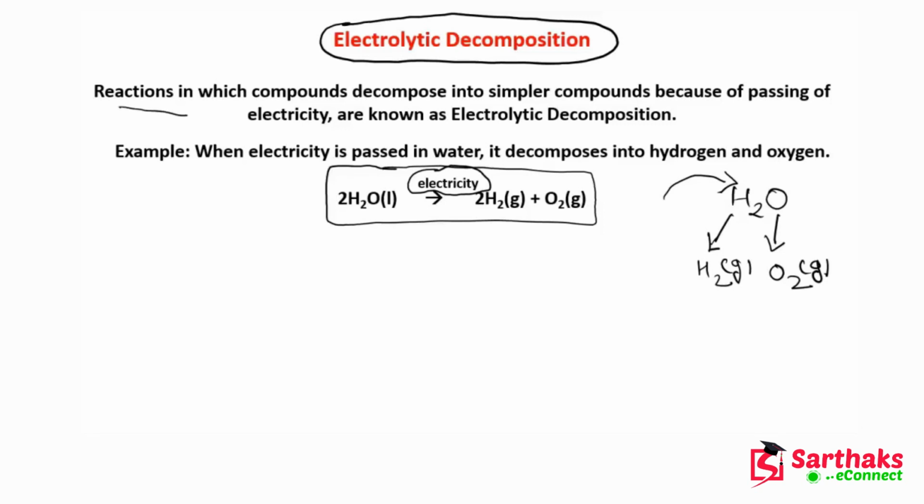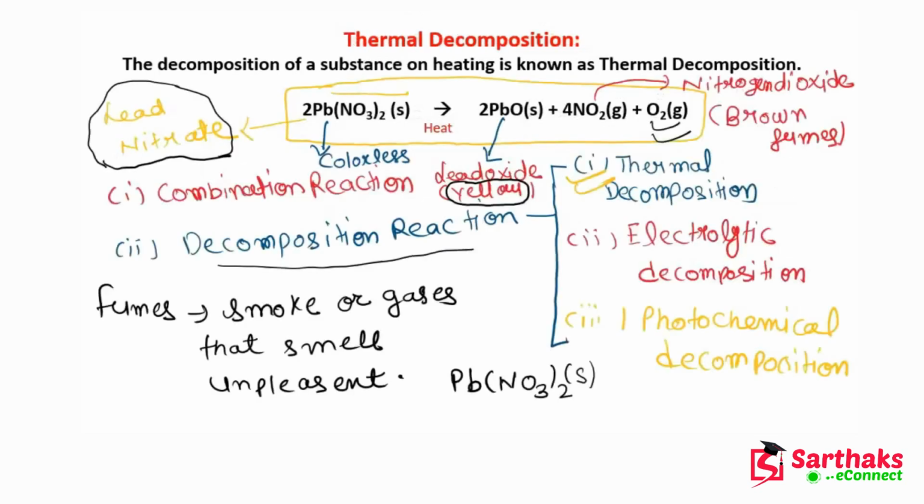The reaction in which a compound decomposes into simpler compounds because of the passing of electricity is known as electrolytic decomposition. And if you are asked for examples, you can directly give this example where water is broken into hydrogen and oxygen when we pass electricity through it. So I hope guys the second type of decomposition reaction is clear to you, that is electrolytic decomposition.